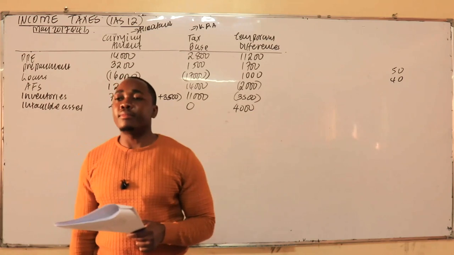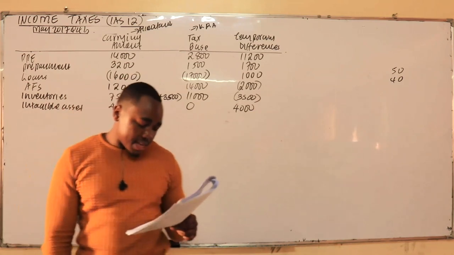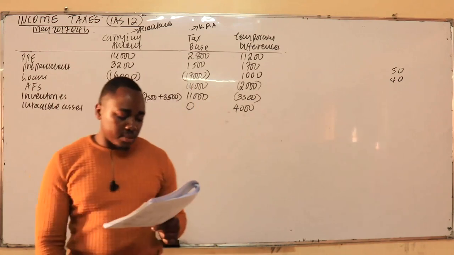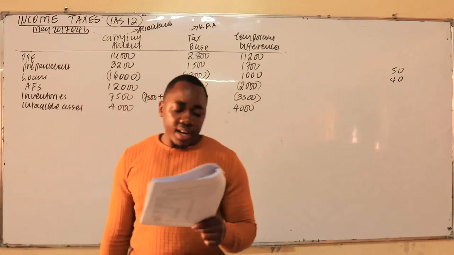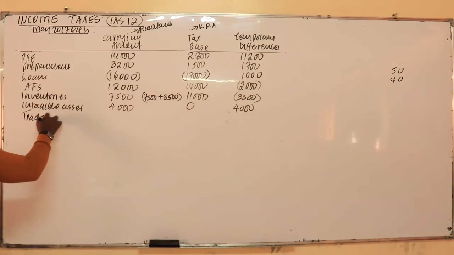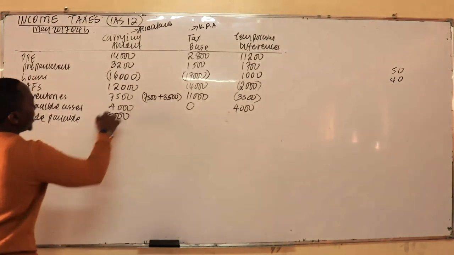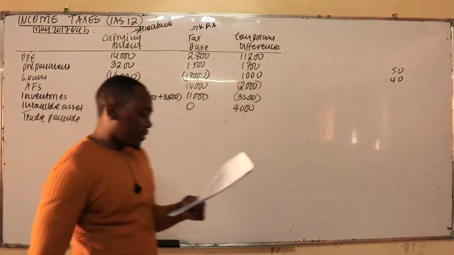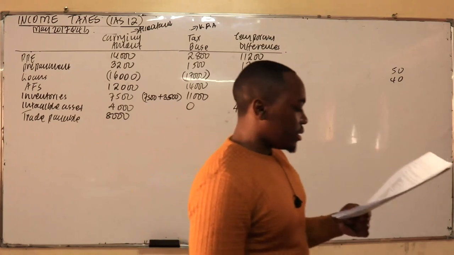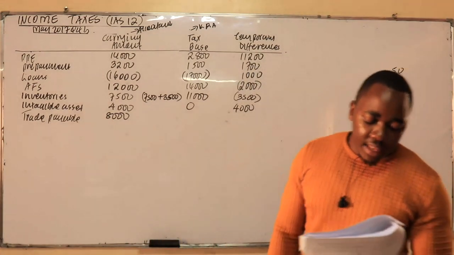Number four. Goodwill and employee benefits are tax exempt, so therefore you will not consider them. Trade and other payable, give me the current amount of trade payable. It's an amount of 8,000. Good, so now let's read number five. Trade and other, is it the same? It's 8,000, yes.